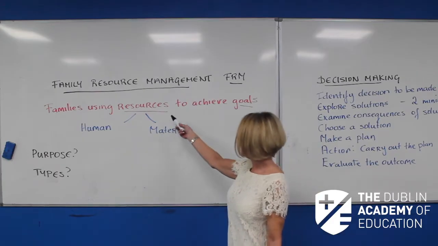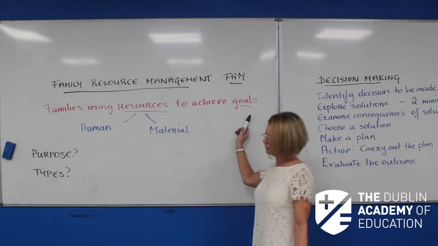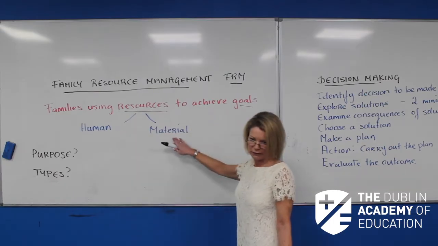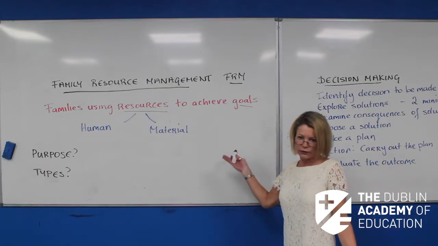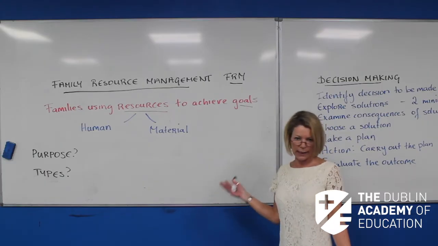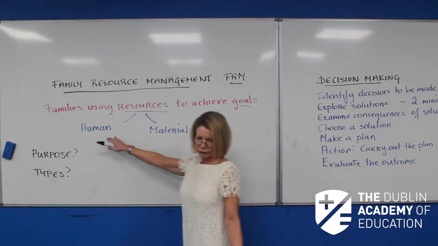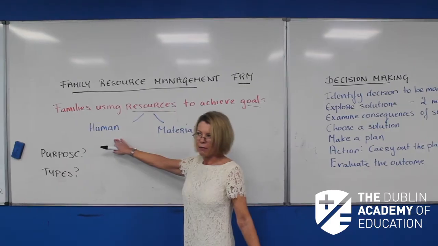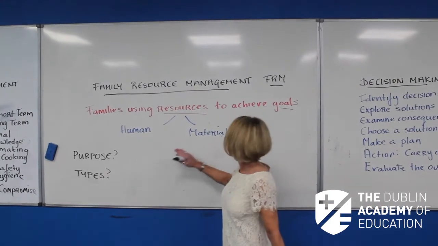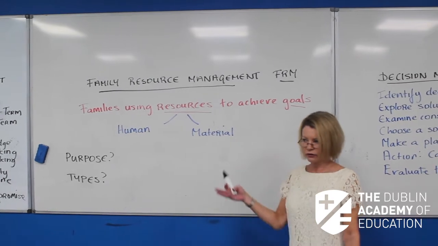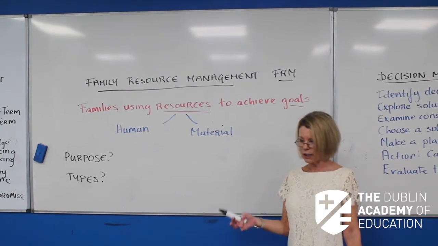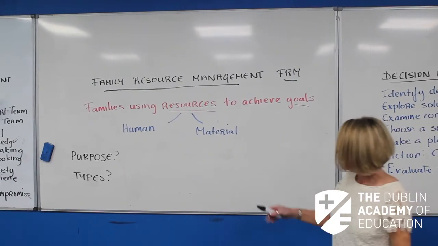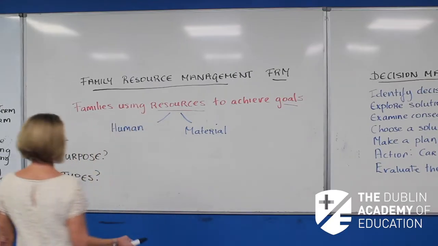So it's really about families using resources to achieve a goal. And resources are human resources and they're material resources. So I'm going to give you a very simple example. If we want to bake a cake, our human resources are skill, time, nutritional knowledge maybe. Our material resources, we need ingredients, we need an oven, and we need utensils to bake our cake.